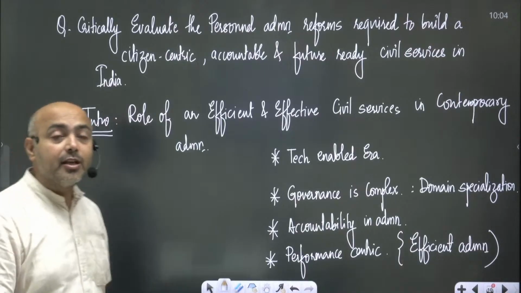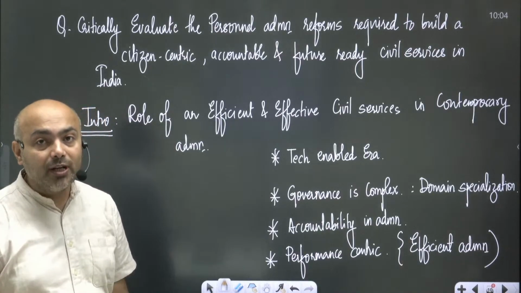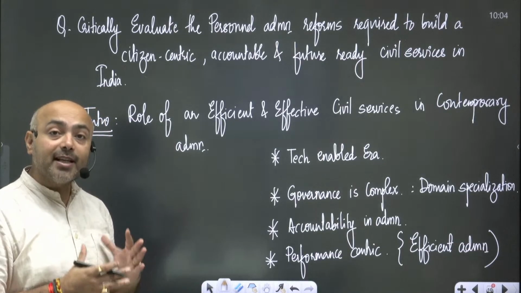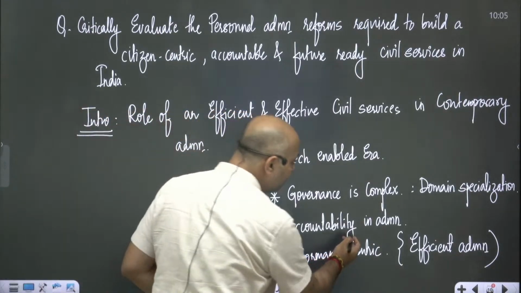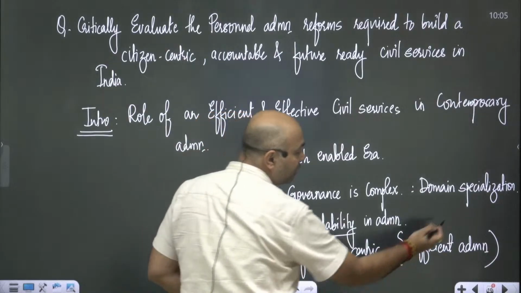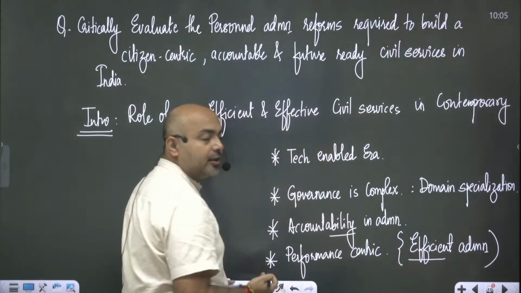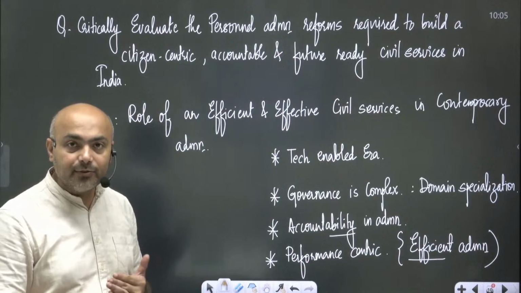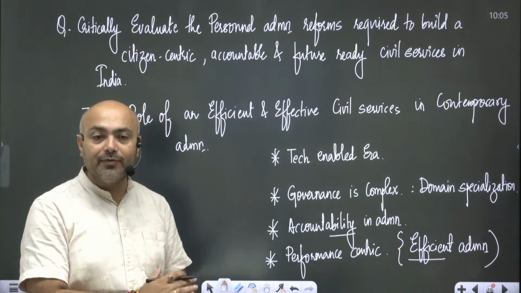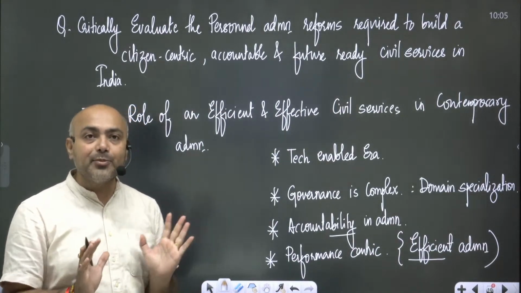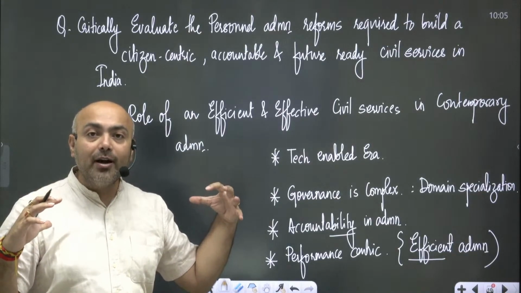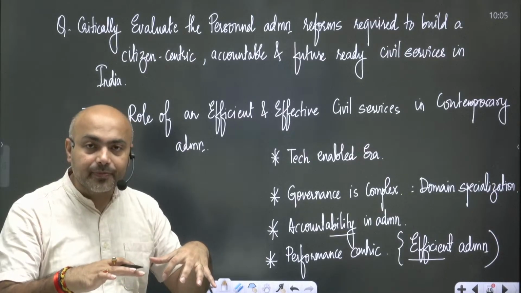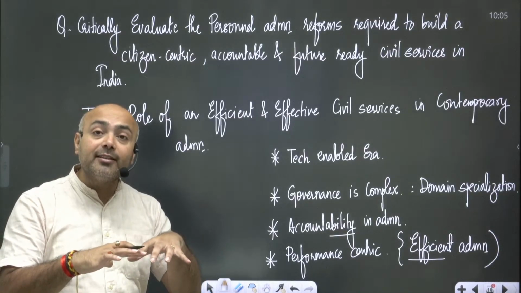Okay. Can you write features of good governance? Not all, but some of them you can write here. Like we have talked about accountability, we have talked about efficiency, है ना? These things are the features of good governance. You can write some of the features of good governance. That is absolutely correct. But don't make the answer good governance specific. Your answer is civil services.